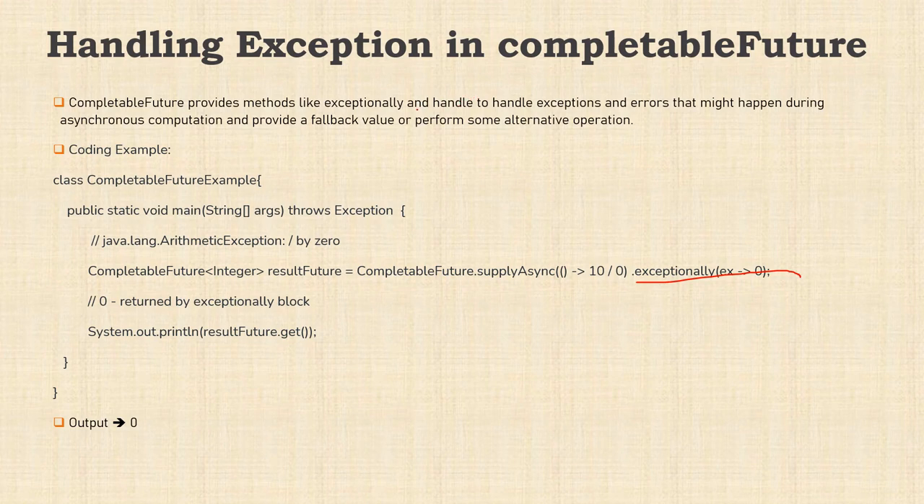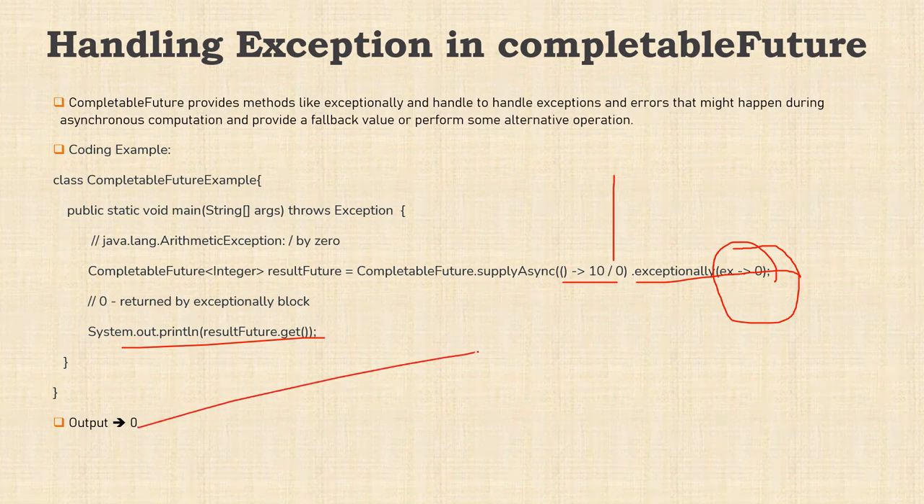It handles exceptions and errors that might happen during asynchronous computation, and provides a fallback value or performs some alternative operation. So here, in the supplyAsync method we are calling, we'll get an ArithmeticException because we are dividing 10 by 0. So when we get an exception, our result will be 0. We will not get any exception. If you print this result, future.get, you will get output 0.